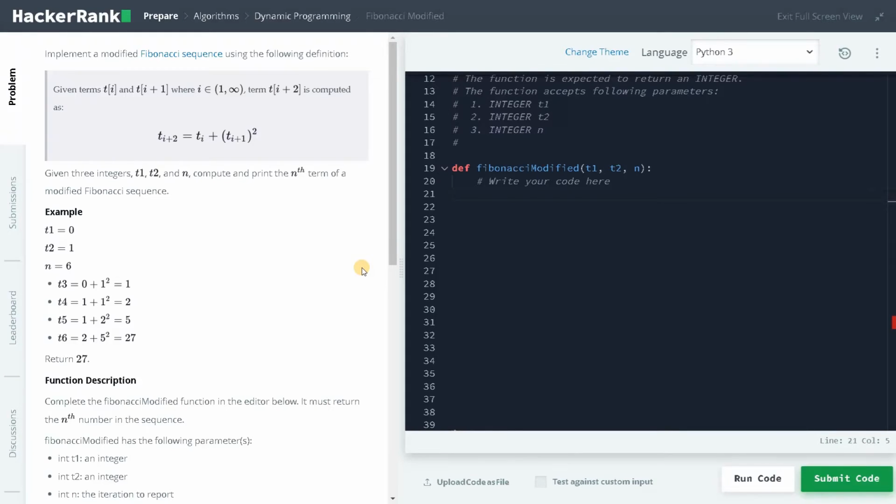In this video, we are going to solve the problem Fibonacci Modified. Implement a modified Fibonacci sequence using the following definition. So this is the equation: t of i plus 2 equals t of i plus t of i plus 1 the whole squared. So this is the only difference we have to handle. Given three integers t1, t2 and n, compute and print the nth term of the modified Fibonacci sequence.